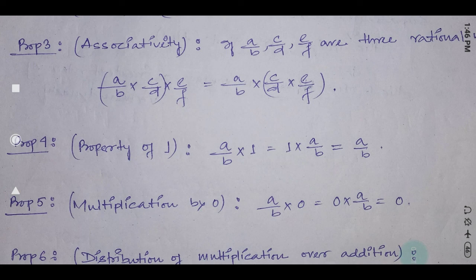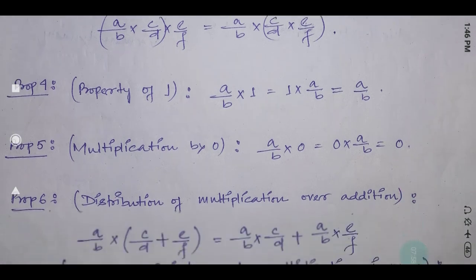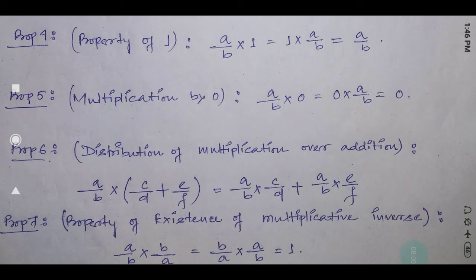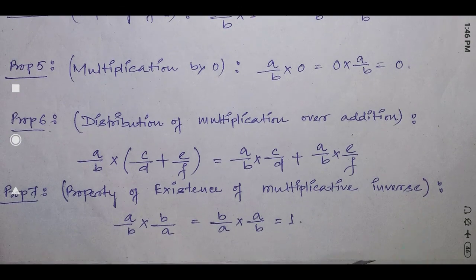See here, multiplication by 0, A by B into 0, or you multiply 0 into A by B, it will always give what? 0. Now sixth property, distribution of multiplication over addition. This one you have to understand carefully. Distribution of multiplication, that means multiplication gets distributed over addition. That means addition is there, after that multiplication is given, then this multiplication gets distributed.